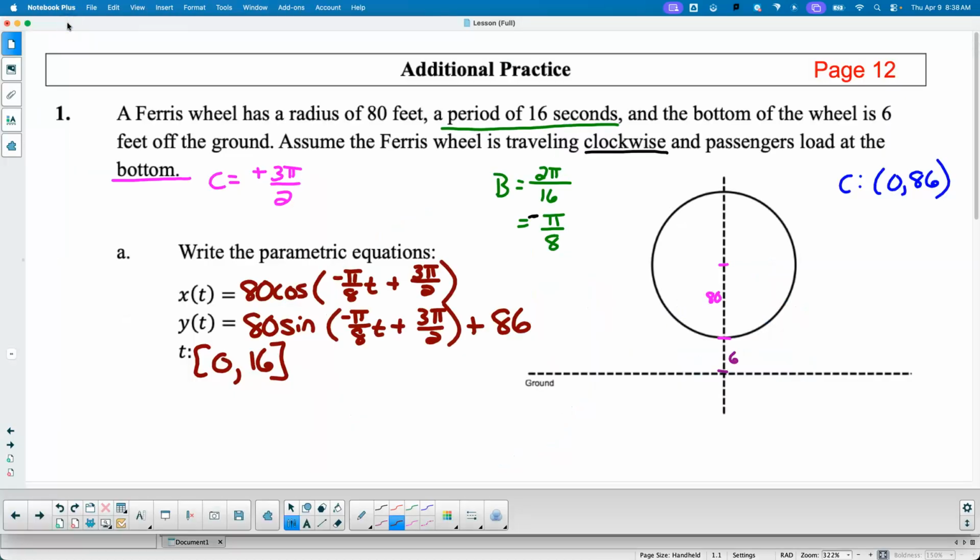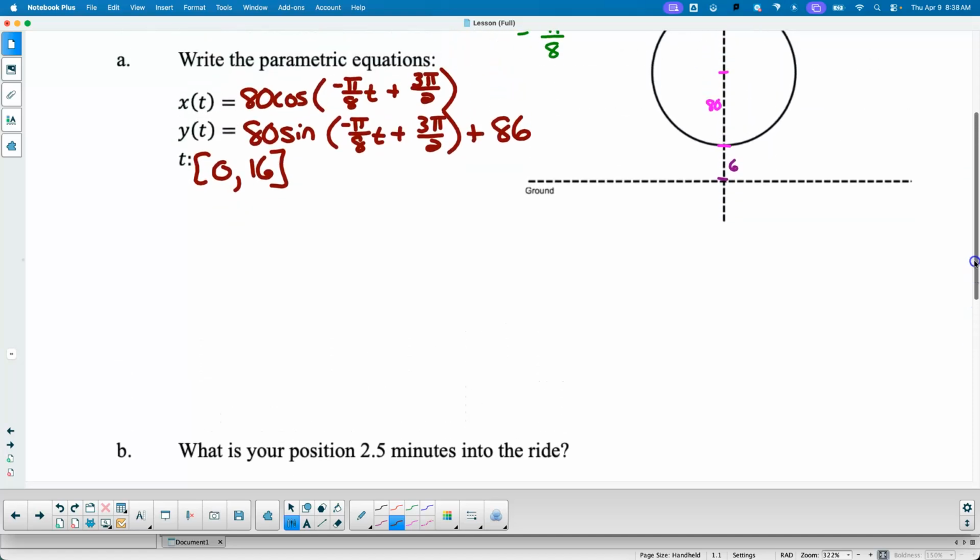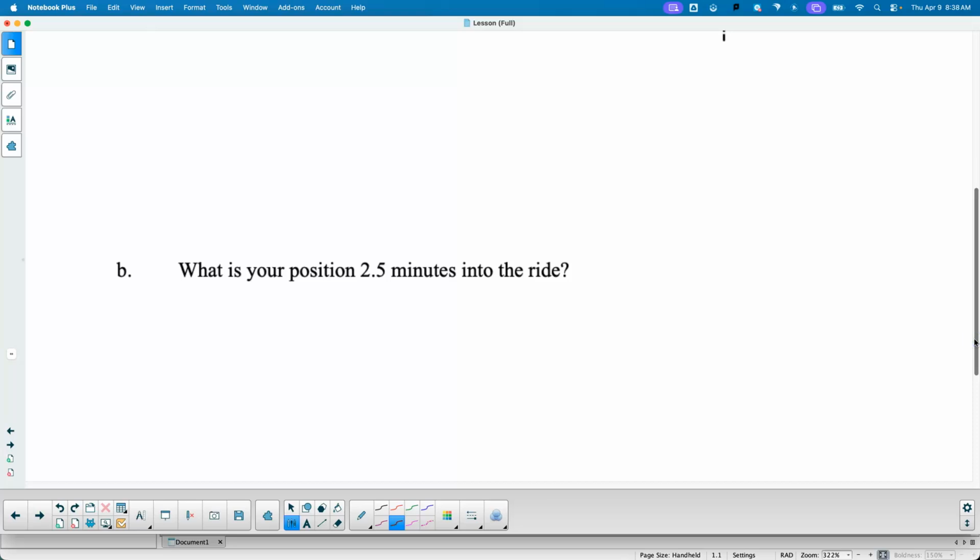First question is, what is my position 2.5 minutes into the ride? Okay. 2.5 minutes is 60, 60, and 30, right? So 2.5 minutes is 150 seconds. Yes? Okay. So if it takes 16 seconds to get all the way around, correct? Okay. So that means the closest one then would be 144.